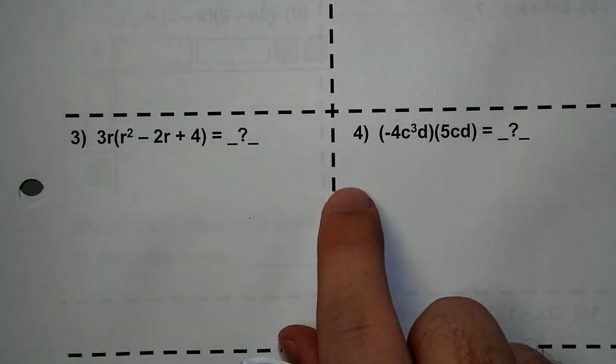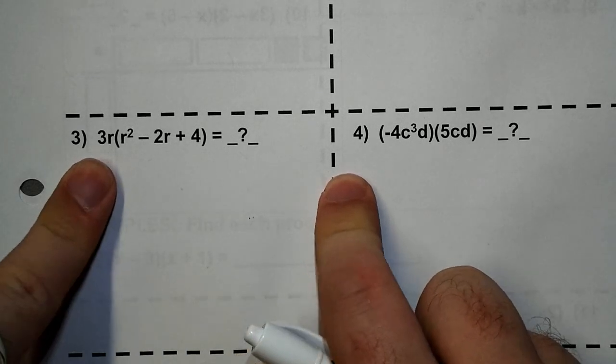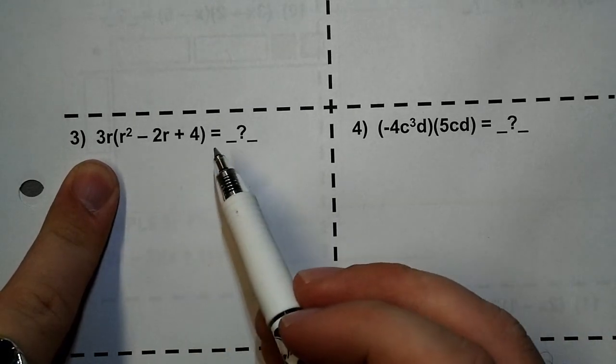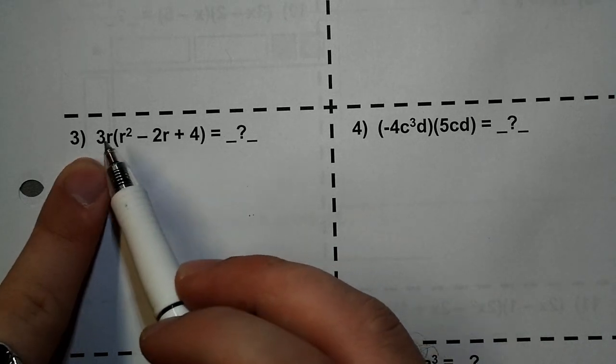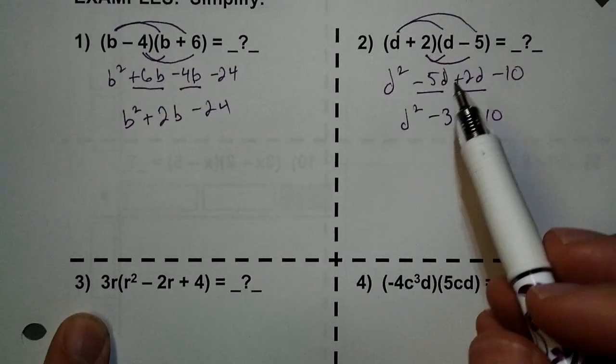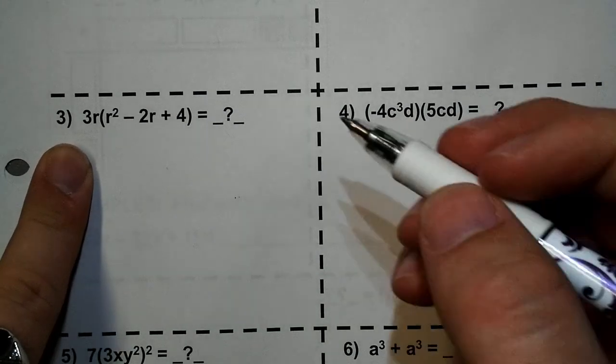Okay, look at number 3. We see on this one we have a number outside touching a parentheses. This is going to be a distribute, but there's only one value, so instead of doing both numbers, you just got to take this one and multiply it by everything. So let's distribute.